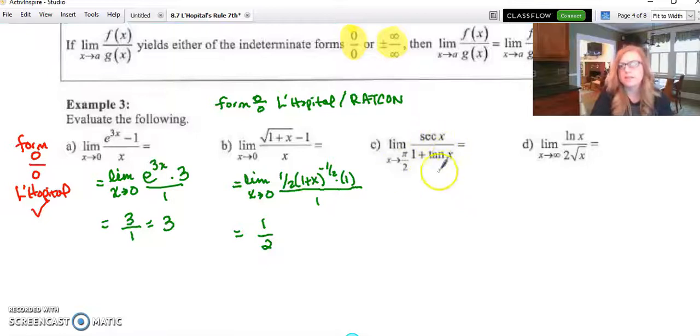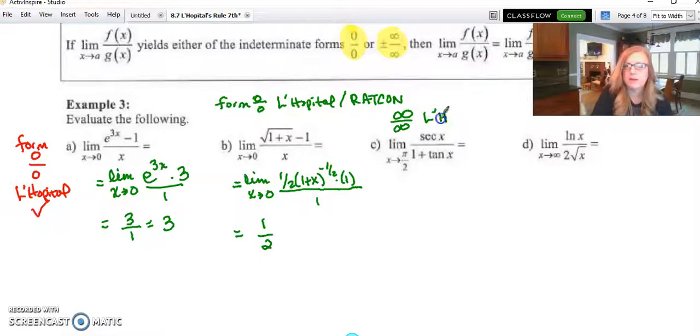All right. Now let's take a look at this. Now again, secant of pi over 2, this is 1 over cosine, remember? And cosine of pi over 2 is 0. So technically this is 1 over 0, which means you're going to infinity. Secant has a vertical asymptote at pi over 2. And so does tangent, right? Tangent has a vertical asymptote at pi over 2. So even though I'm doing 1 plus that, you're going to get infinity over infinity. So the form is of the correct form.